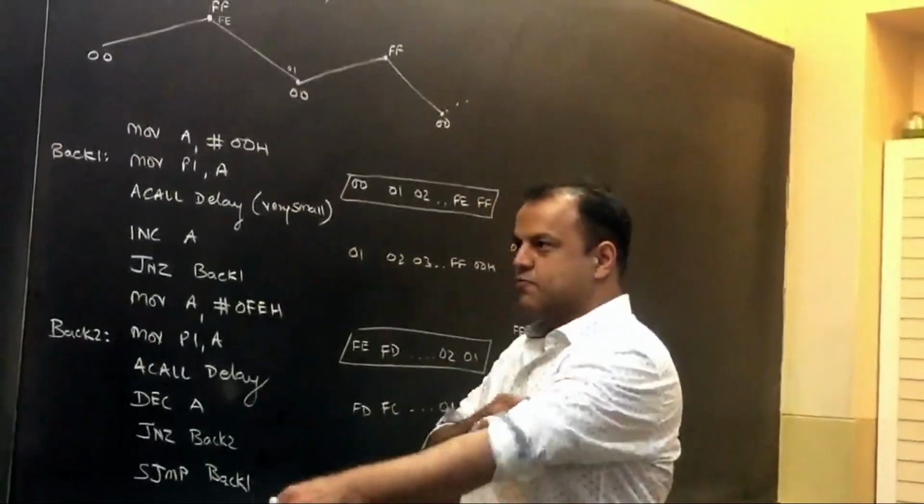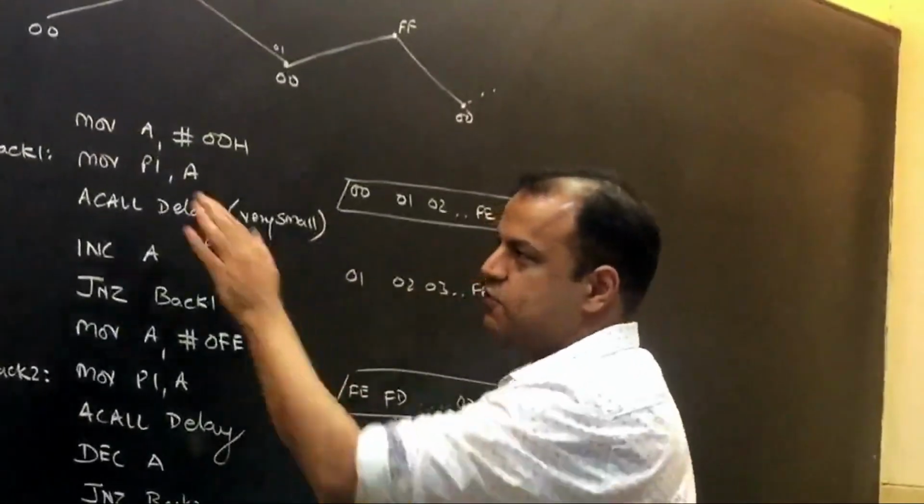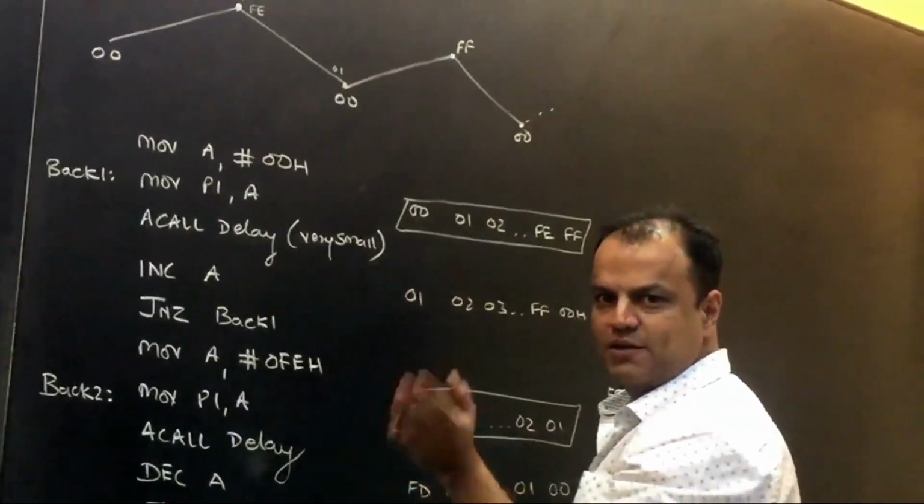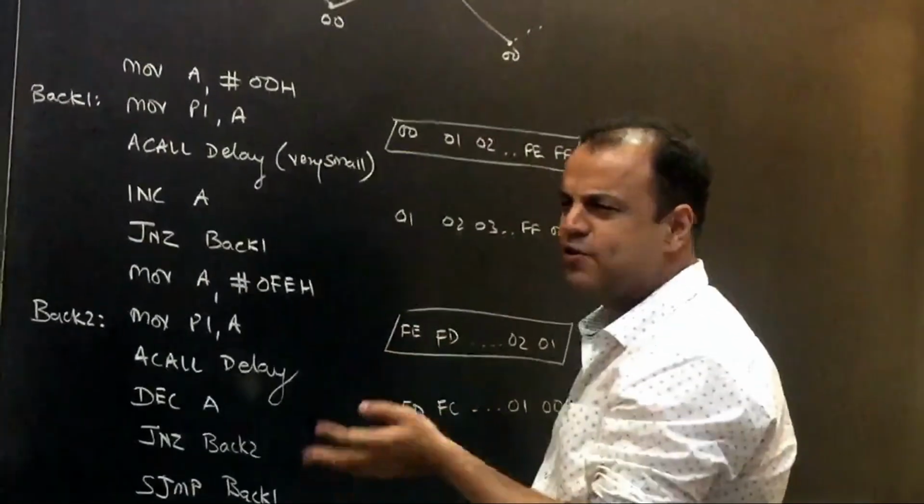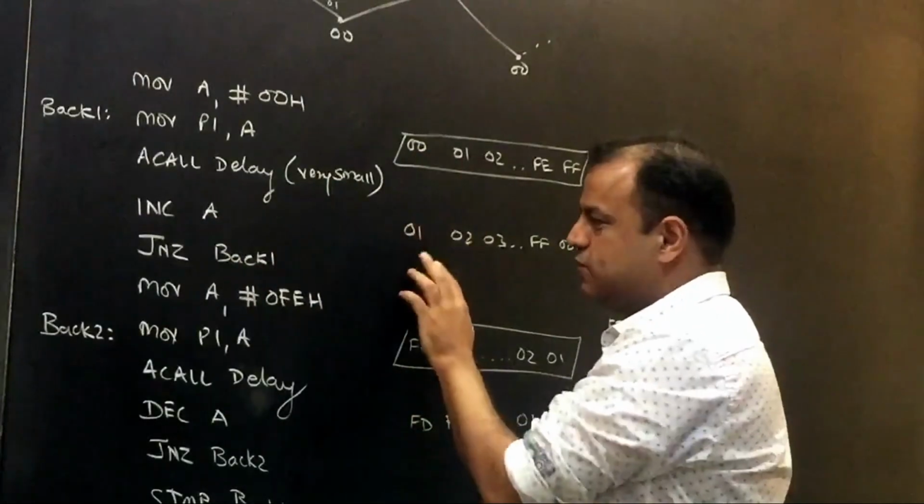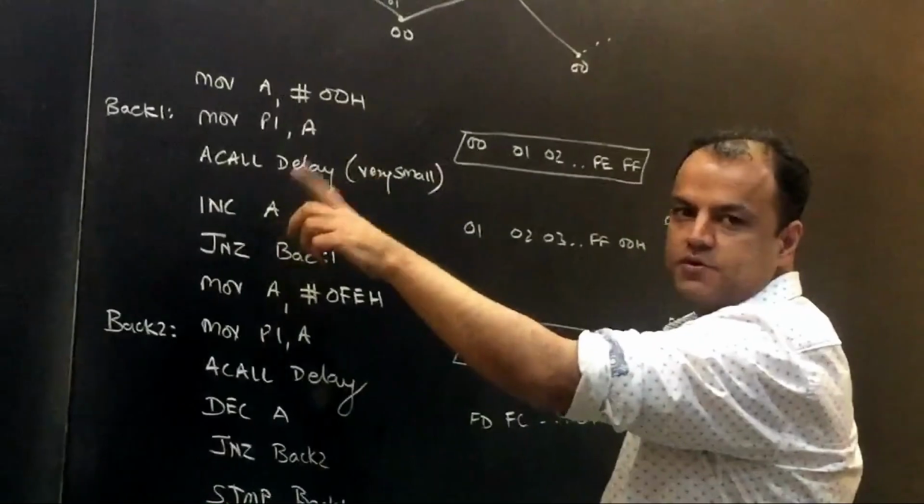Now, your first loop, MOV A, #00. You start with 00, MOV P1, A. So you displayed 00, call a small delay, very small delay, otherwise it will be near vertical, it will look like a bad triangular waveform. So call a small delay, increment A. A was 0, it has become 1. JNZ. What is JNZ? Jump if not 0. Till the time A doesn't become 0, keep doing this.